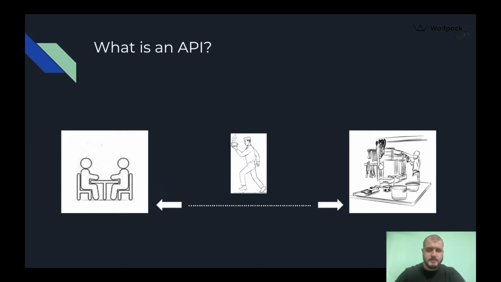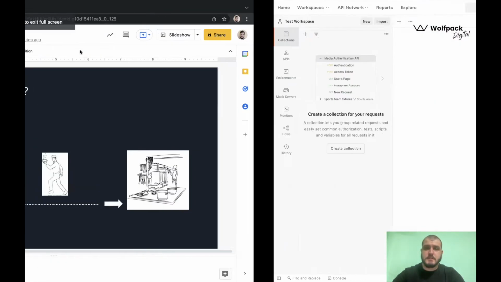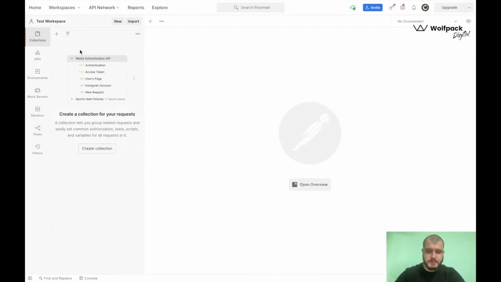API connects information together. For example, let's say you are on a website and you see some images there. Those images are stored on a server, and to be displayed on your screen, they come through an API. Now, let's talk about Postman. Postman is a tool which helps you test your APIs. They call the API for you.